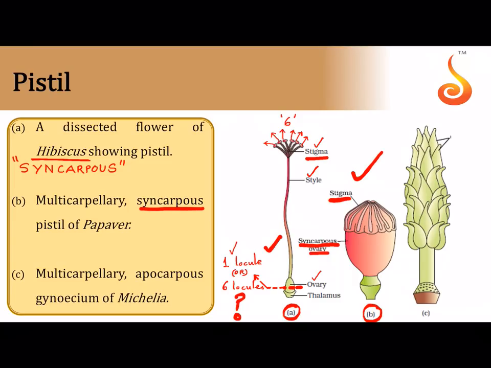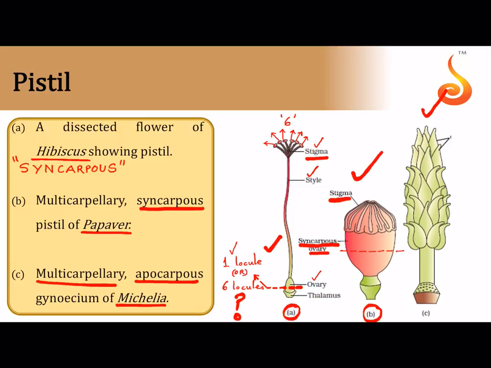How do they know that it is syncarpus ovary? Again, if you take a cross section of the ovary, you will see multiple chambers or multiple locules. The number of locules usually corresponds to the number of pistils which have fused together to form a syncarpus pistil. This is seen in the case of poppy, that is papaver. Now focusing on the last one, see how many pistils are there, but have they fused together? They have not fused together. So we call it multicarpellary. Many carpels or pistils are present. Apocarpus, they are not fused together, and this is seen in the case of Michelia champaka.